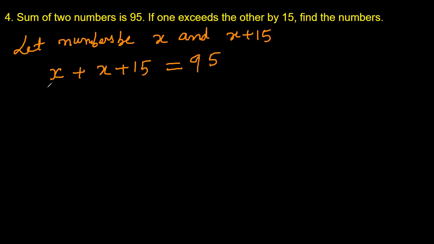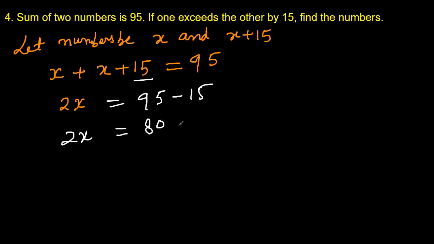Yes, x and x are like terms, we can add them, 2x. We would like to take this 15 to the right hand side, so it can be written as 95 minus 15, and 95 minus 15 is 80. That means 2x is equal to 80. If 2x is 80, x is going to be 80 divided by 2. Yes, and 80 divided by 2 is 40.